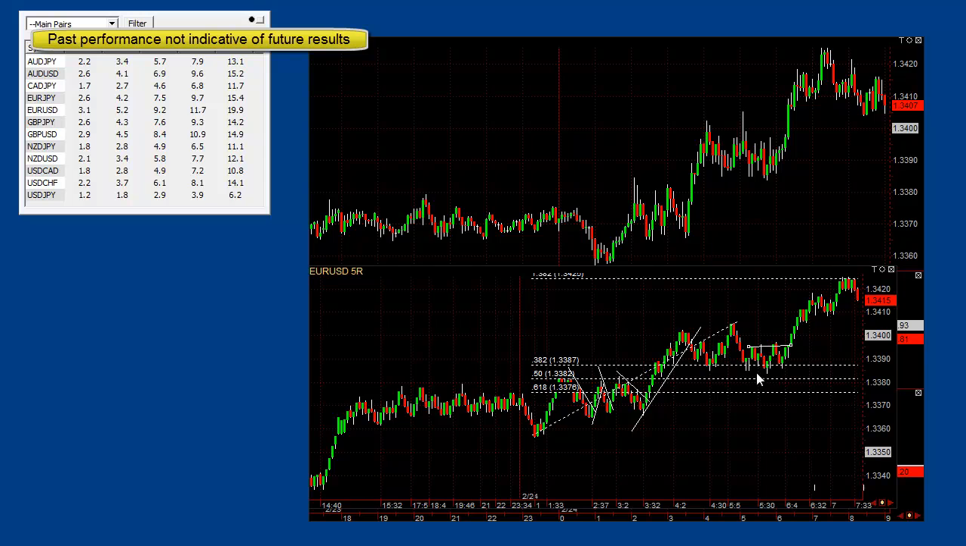You might have been in here with your stop underneath the low. It didn't stop you out. Then it went up to the fib target. You made 25 pips on that trade, for instance.